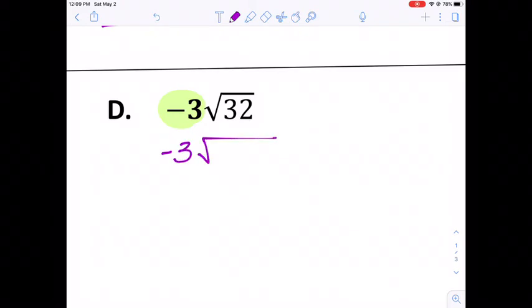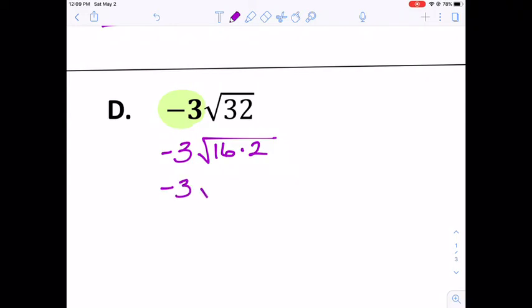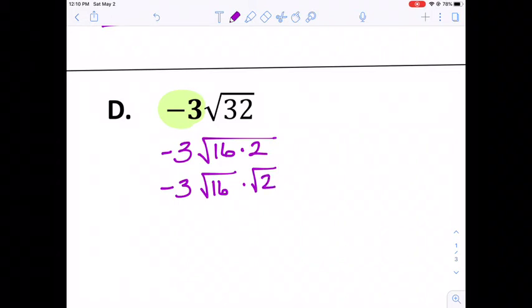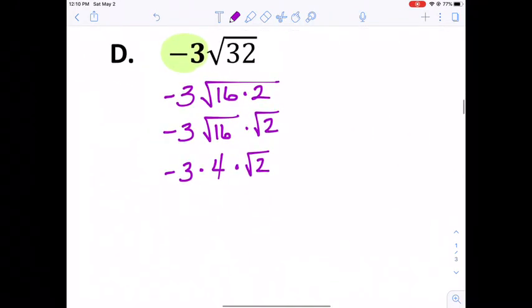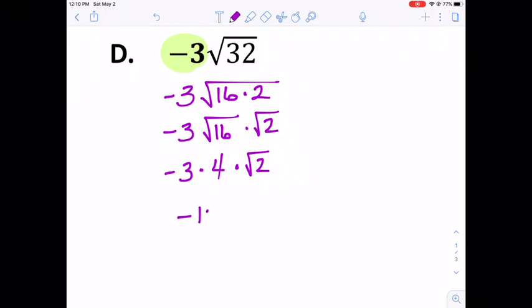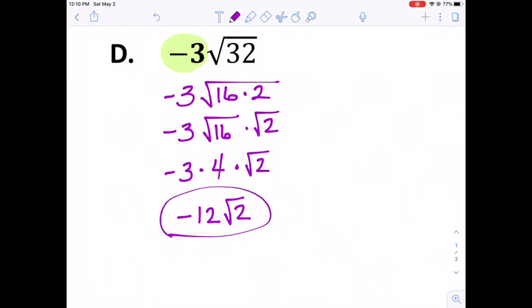The square root of 32, I might recognize that that is 16 times 2. And I'm going to keep that negative 3 out there and write that as the square root of 16 times the square root of 2. Keep the negative 3 outside. It's multiplied times the square root of 16, which is just 4. So now I'm going to rewrite that as a 4. And that's still multiplied times the square root of 2. Since it's not a perfect square, I cannot simplify it. Now I have negative 3 times 4. Well, that's just negative 12 times the square root of 2 as my final answer.